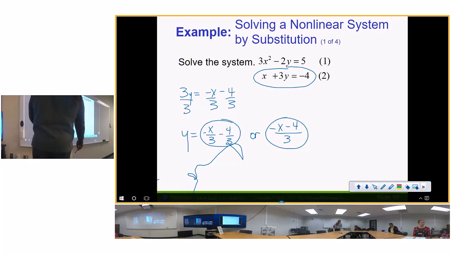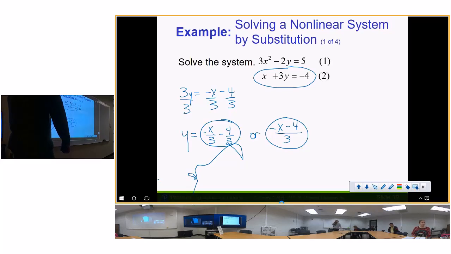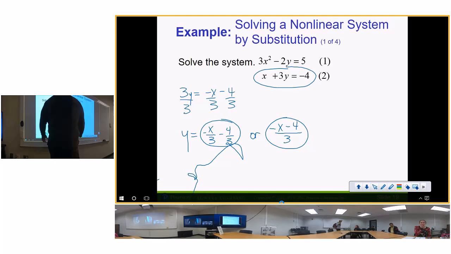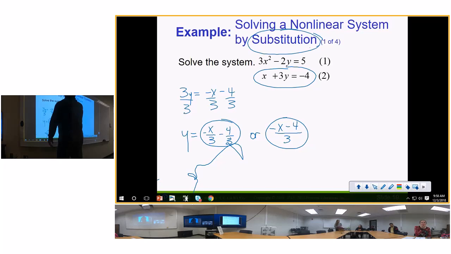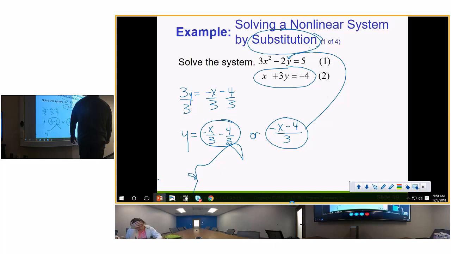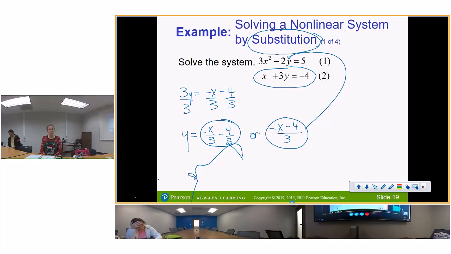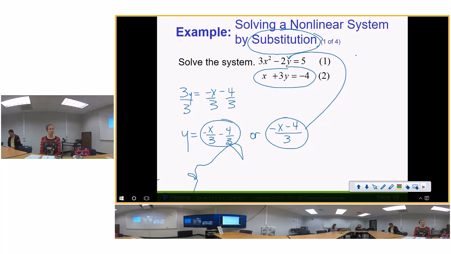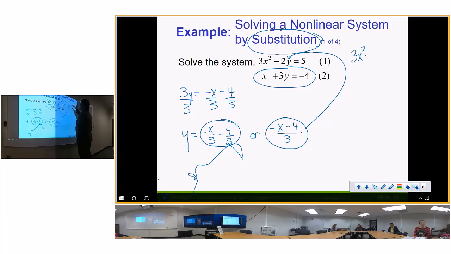Now, what am I going to do with that y? Since that's equal to y, what am I going to do with it with the other equation? I'm going to substitute this in for y. So that's going to be 3x squared minus 2 parentheses -x minus 4 over 3 is equal to 5.